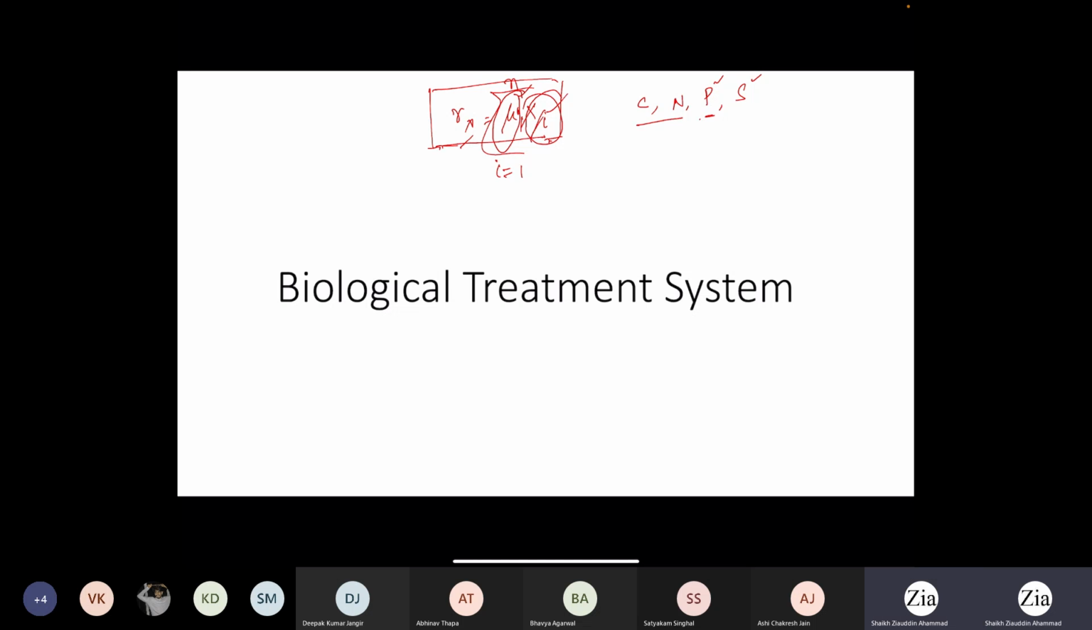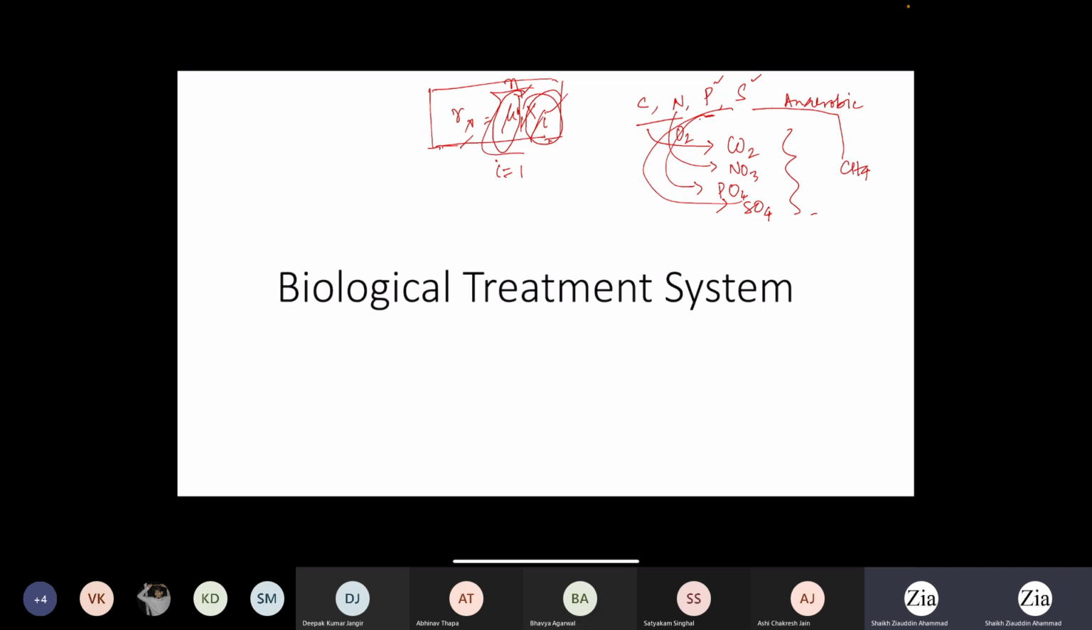So using aerobic or anaerobic process, you can get different end products. If you use aerobic process, then carbon will get oxidized to carbon dioxide, nitrogen will get oxidized to nitrate, phosphate, sulfate, different final products you can get. Now similarly, if you use anaerobic, carbon will give you methane.